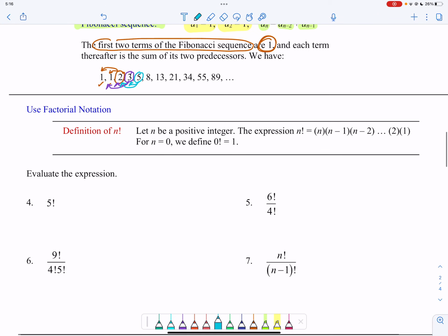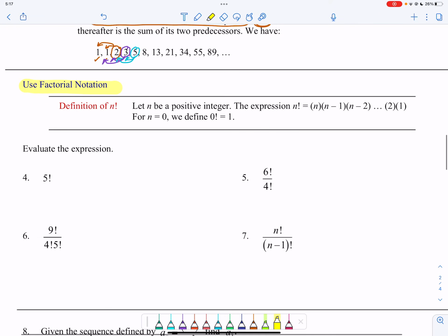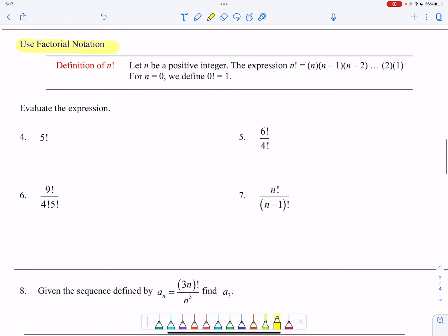Now we want to introduce something called factorial notation. And factorial notation is really important, and it's actually an exclamation point written after a number. So here you have n factorial. So n is a positive integer, and the expression n factorial takes n, so this number here, and multiplies it by the previous integer and the previous integer until you get all the way down to 2 and 1.